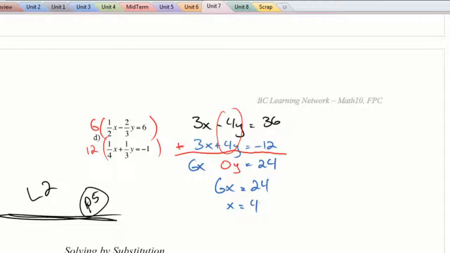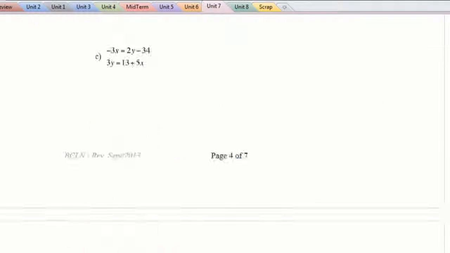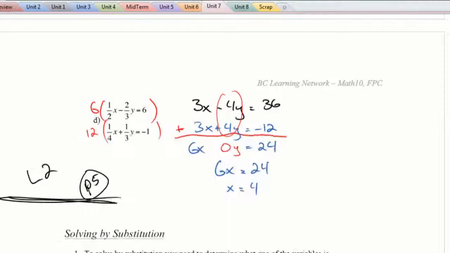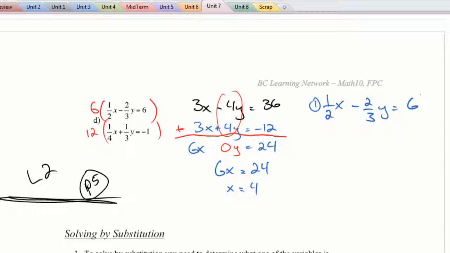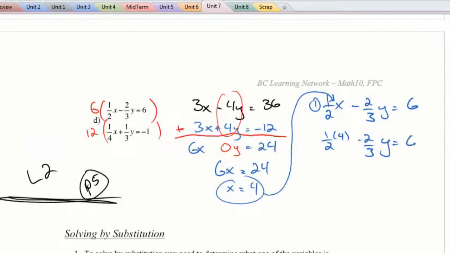And then I'm going to substitute that back in. It's asking for a solution, right? Yes, find a solution. All right, so I'm going to put x is 4 into my first equation here. I'd have 1/2 times x minus 2 over 3 y is 6, and then I'm going to put x is 4 into this equation. So I'm going to get 1/2 times 4 minus 2 over 3y is 6.